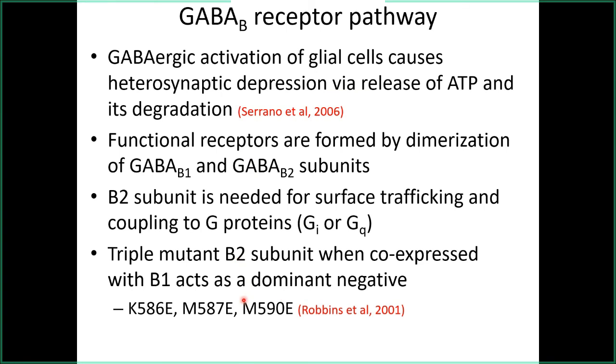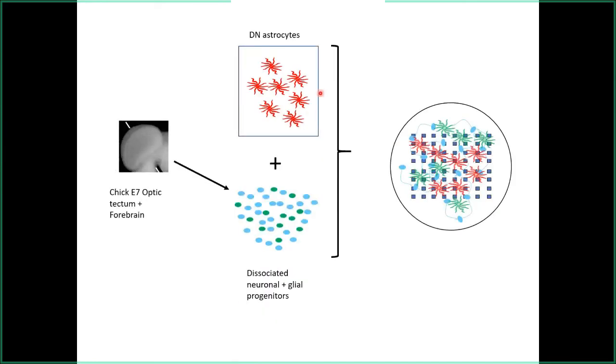So ultimately, what is our goal? Once we get these dominant negatives, we would like to culture neurons and then add back the dominant negative astrocytes with these neurons, neuronal progenitors dissociated from the chicken optic tectum forebrain, and then culture them on multi-electrode arrays and then look at network activity.